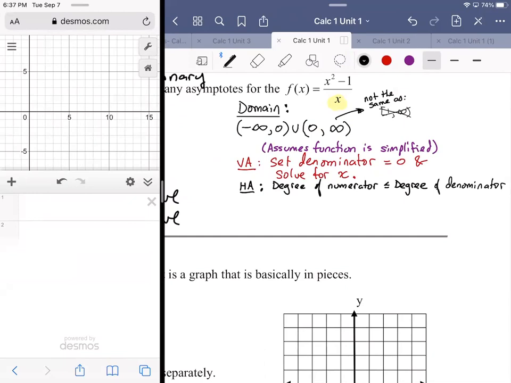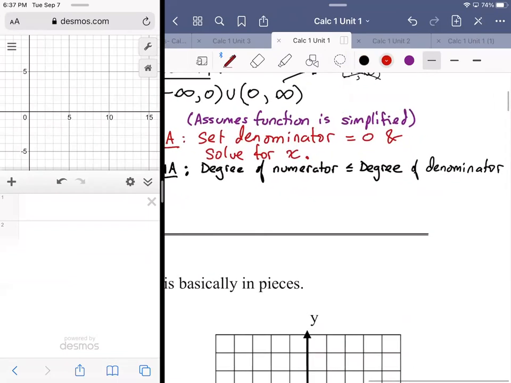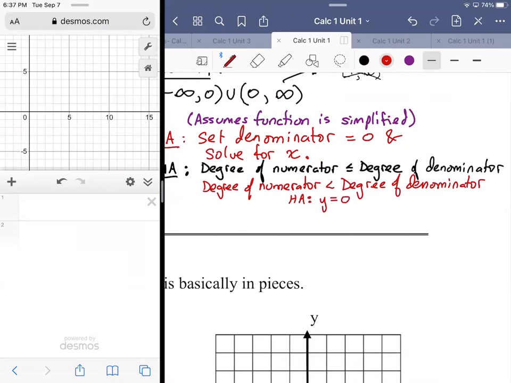So the horizontal asymptote will exist if the degree of the numerator is less than or equal to the degree of the denominator. But we have to look at them individually. If the degree of the numerator is less than the degree of the denominator, then the horizontal asymptote is the line y equals 0.